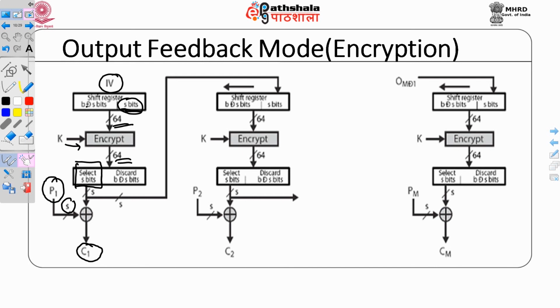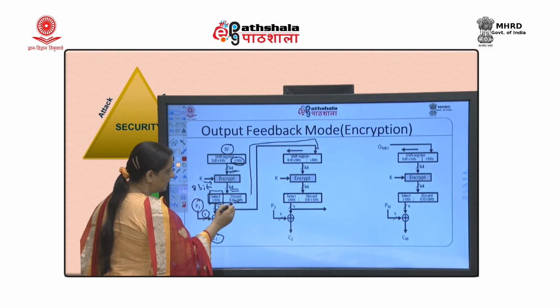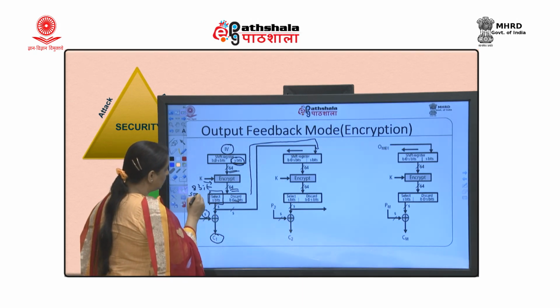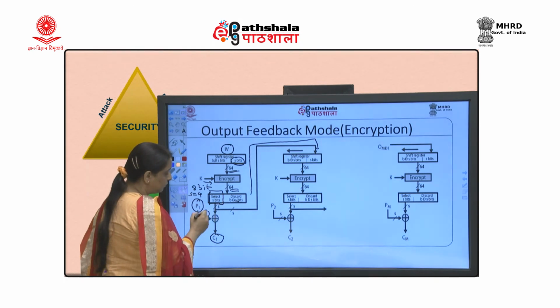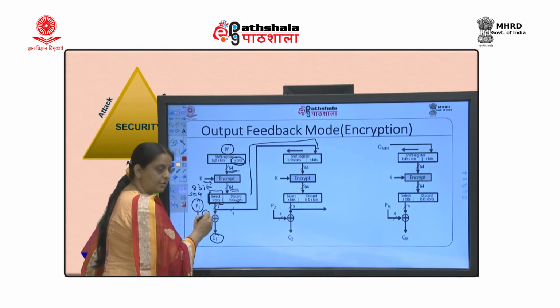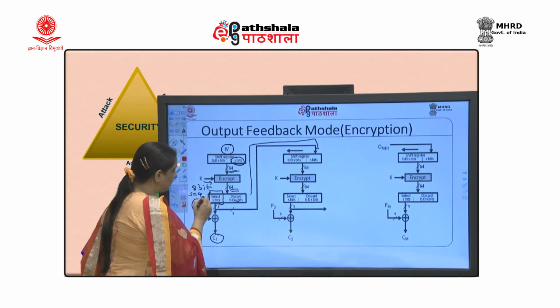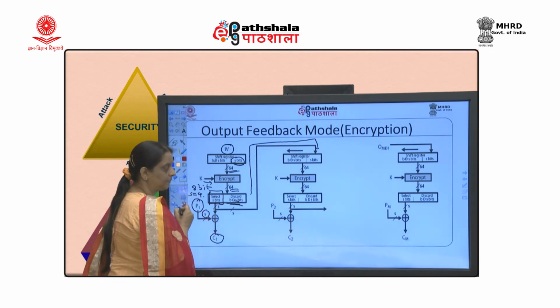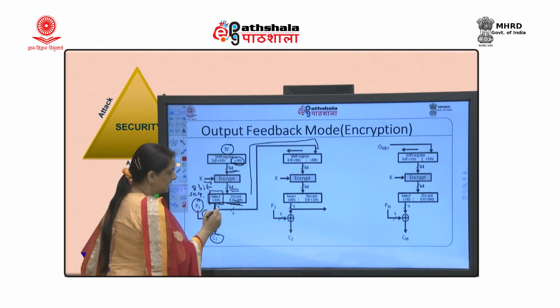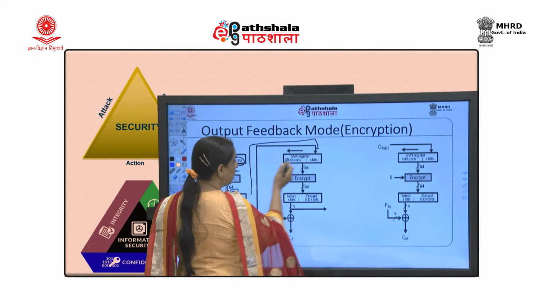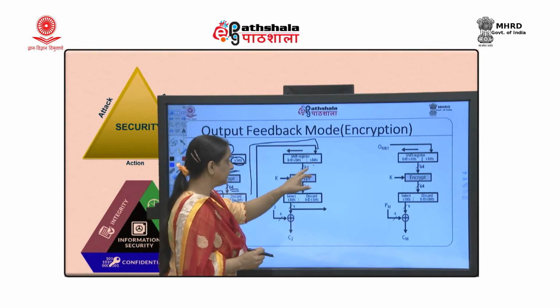Output of the encryption, you get S bits and discarded B minus S bits. These S bits are again forwarded to the next stage. For example, suppose we have an 8-bit register, out of that we take S equal to 4. So, only 4 bits would be exclusive OR with 4 bits of plain text. The rest of the 4 bits would be discarded. Now, this S is again given to the next stage.